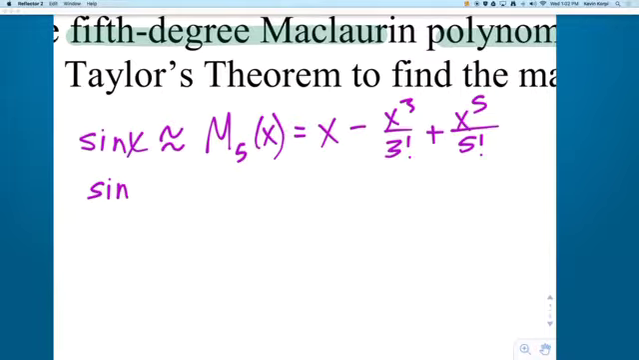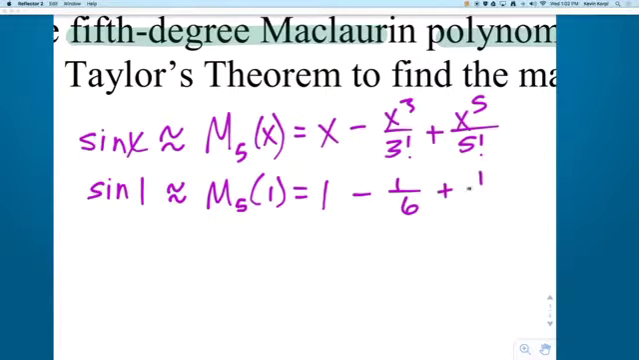Everywhere we see it. So sine of 1 is approximated by the Maclaurin polynomial at 1, which is 1 minus, it ends up being 1 over 6, right? 3 factorial is 3 times 2. And then plus 1 over 5 factorial, which I'll just leave as 5 factorial. Now, we have a calculator, so let's go ahead and punch it in. If you want to punch it in, verify my work here.